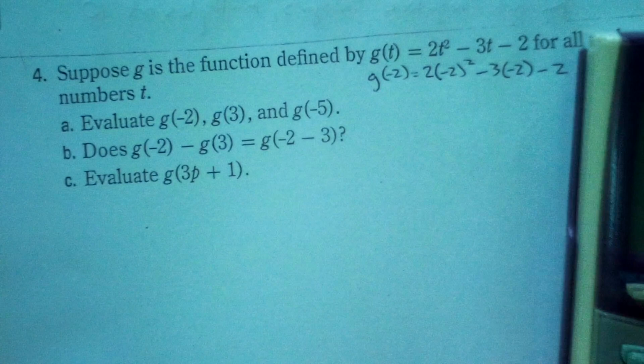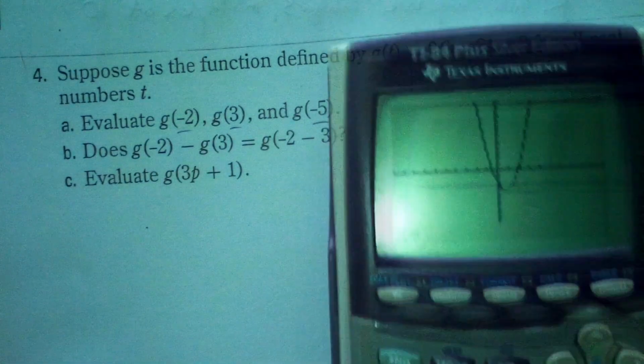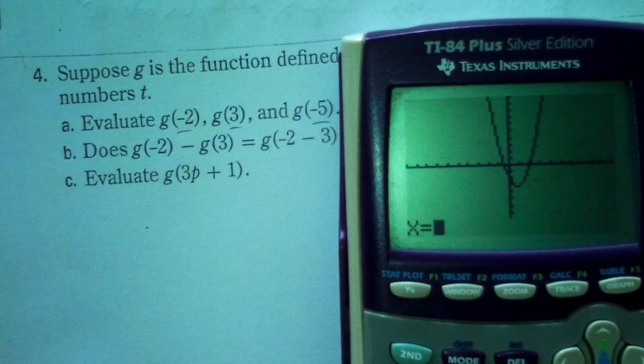I'm trying to go quick, sorry. So FOIL, that'd be 9p squared. Outside would be... do you want me to just write you the answer and give you that so you can go to lunch?